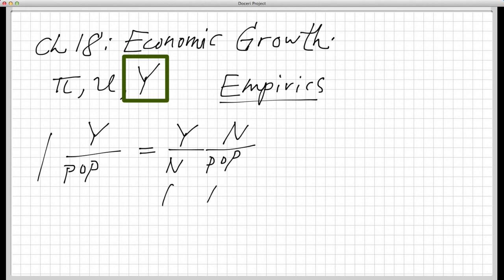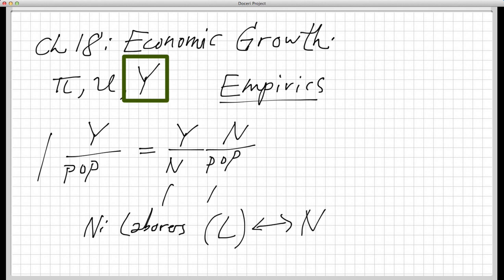Y over N is what? It is Y over laborers. So in the preceding video, I used L a lot to mean laborers. L and N are interchangeable in the economic growth literature. So whether we use L or N, it can mean the same thing. If you see a problem, it'll always be defined. It'll say L is laborers or N is laborers. So don't be thrown off that we use different notation to mean the same thing.